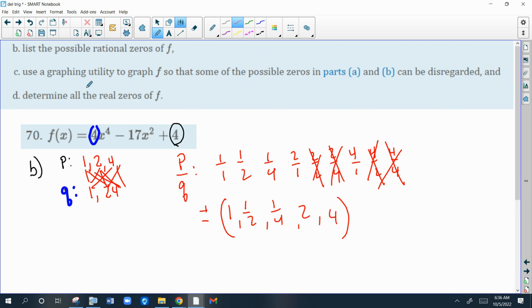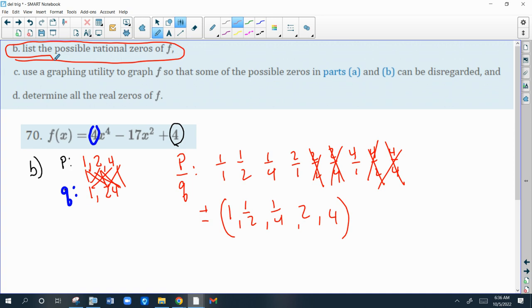So we're done with B. That's listing all the possible rational zeros. It's not really answering anything. If it does have rational zeros, and it might not, those are the only ones it could have. So zeros may be all irrational, perhaps. But anyhow, we're done with B.